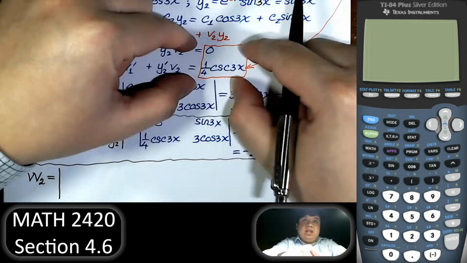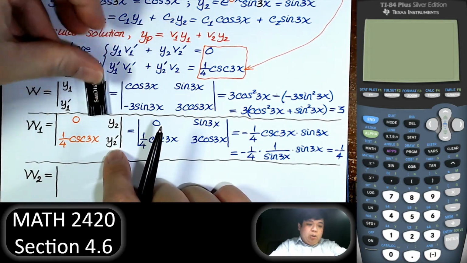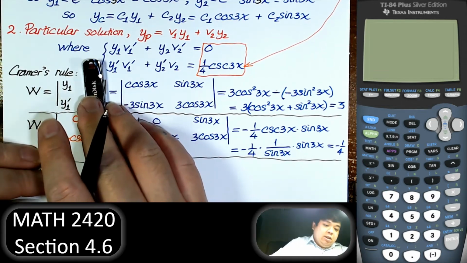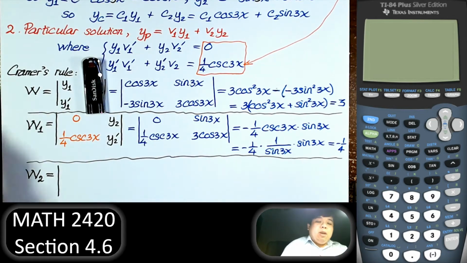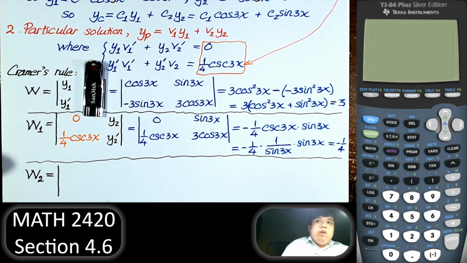W2, we will replace the last column into the y2 and y2 prime column. By the way, in the book they do it differently and rather confusingly. This one is a lot more systematic.